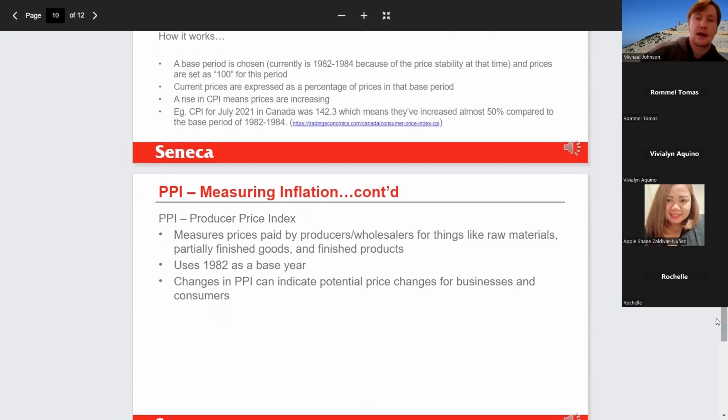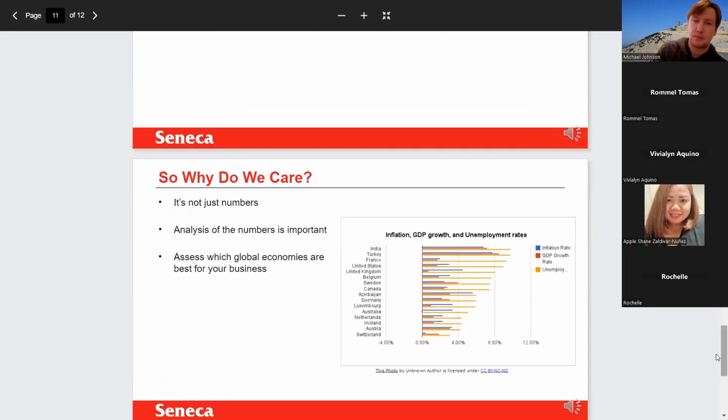Producer price index measures prices paid by producers and wholesalers for things like raw materials, partially finished goods, and finished products. It uses 1982 as a base year. Changes in PPI can indicate potential price changes for businesses and consumers. So why do we care? It's not just numbers. Analysis of the numbers is important. Assess which global economies are best for your business.